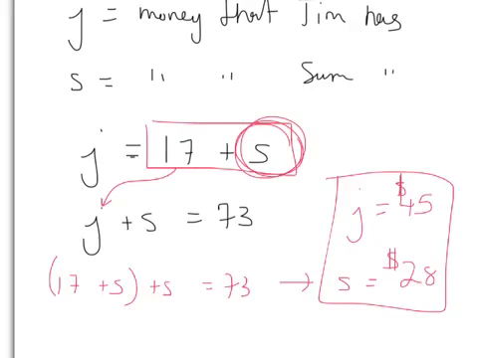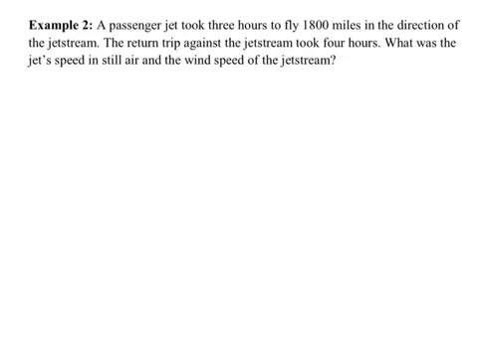Example 2 says that a passenger jet took 3 hours to fly 1,800 miles in the direction of the jet stream. The return trip against the jet stream took 4 hours. What was the jet speed in still air and the wind speed of the jet stream? So in this problem, we've got an airplane.